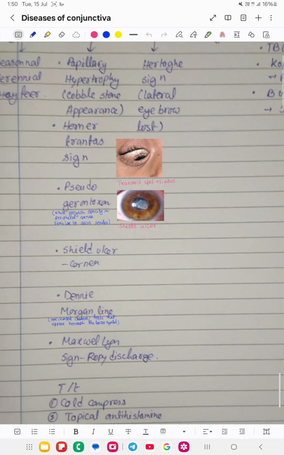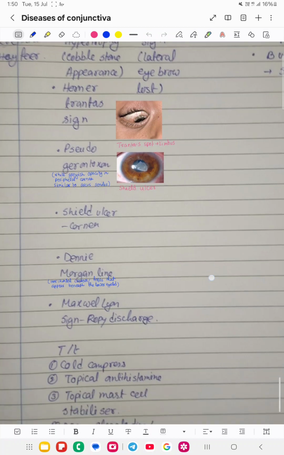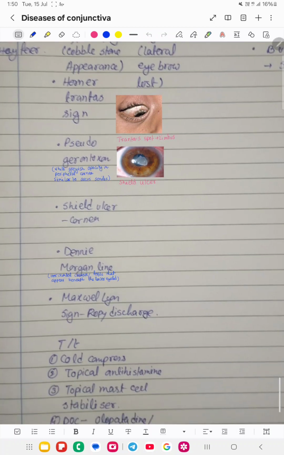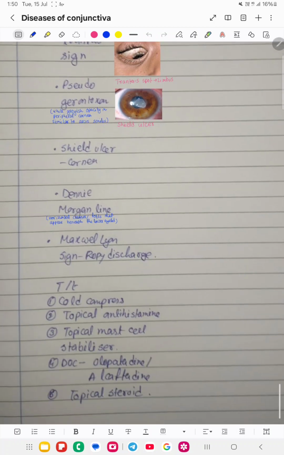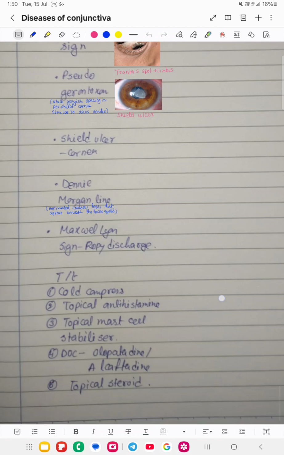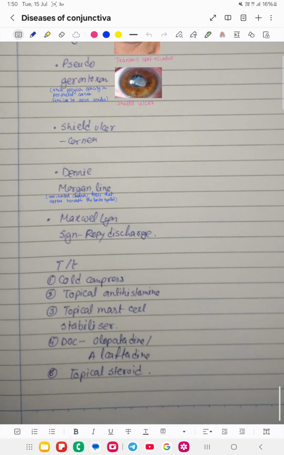Pseudogerontoxon can be seen. It is a white grayish opacity in the peripheral cornea, similar to arcus senilis. And shield ulcer can be seen. The image is at the right. Dennie-Morgan line can be seen. It is horizontal creases or folds that appear beneath the lower eyelid. Maxwell-Lyons sign, that is ropey discharge, can be present.